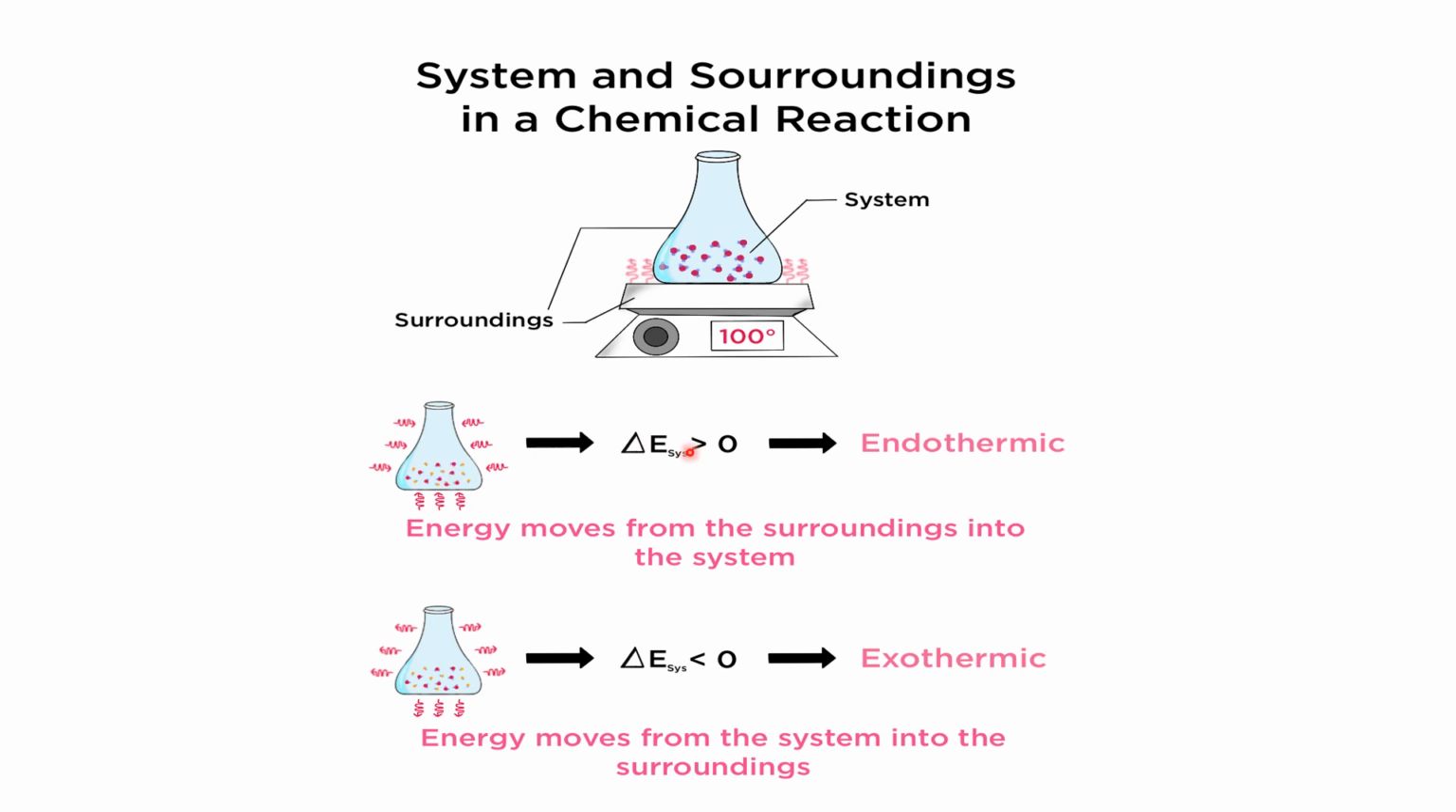Endothermic are those reactions in which energy moves from the surroundings into the system. Surrounding से system heat energy को absorb कर लेता है. While in exothermic reactions, energy moves from the system into the surroundings.